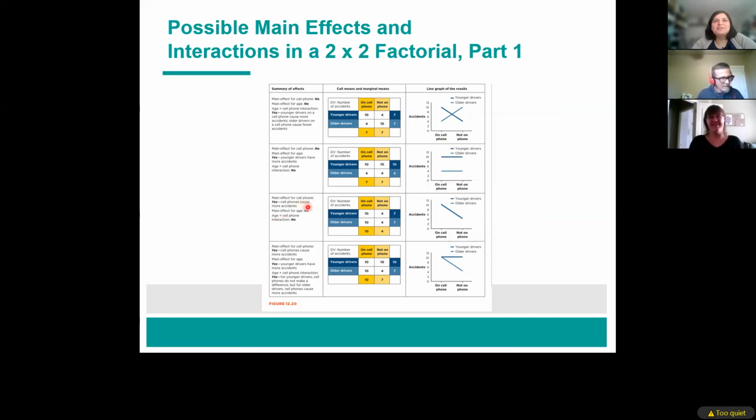Okay. Main effect for cell phone? Yes, there's a main effect for cell phone, 10 versus 4. There is no main effect for age because 7 to 7 is exactly the same. Alicia, is there an interaction?